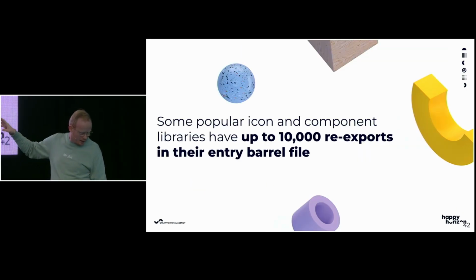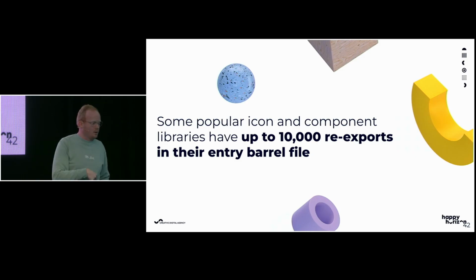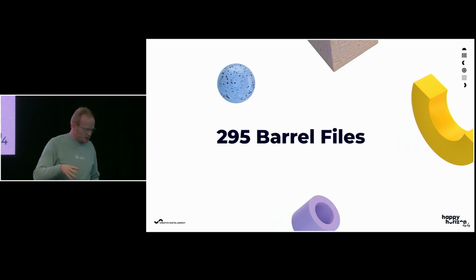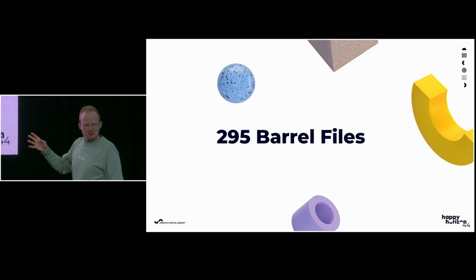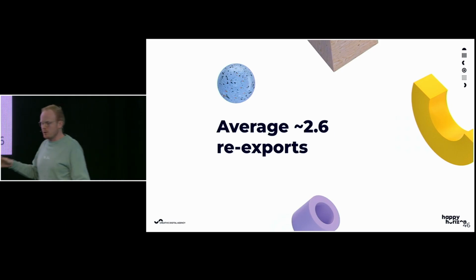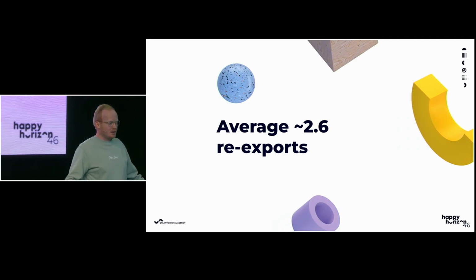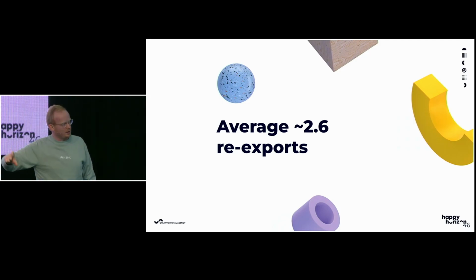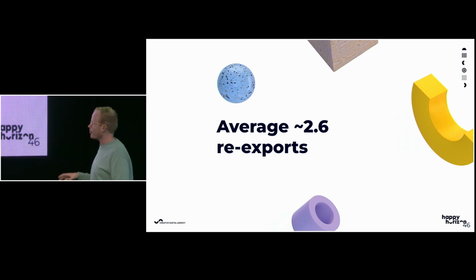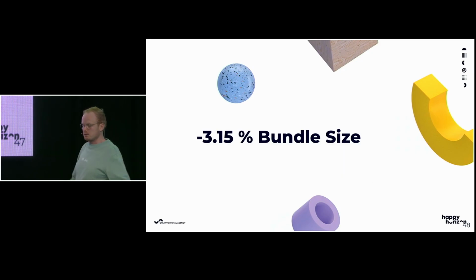Besides that, there are up to 10,000 re-exports in barrel files for custom libraries. So I take a look at my own UI library, which has fewer files, but still 763 re-exports, which is an average of 2.6 re-exports. So yeah, there are also index files that export just one, because it's easy here to skip one additional path for the developers. So many re-exports. And I had to set side effects false for that one. And I was like, okay, cool.